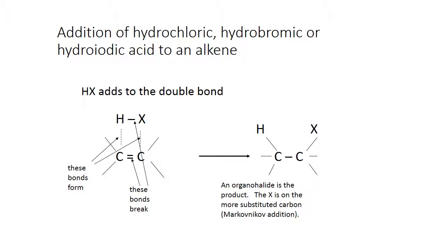and the bonds are electrons. When they add, the hydrogen ends up being attached to one carbon and the halogen to the other, and we call the product an organohalide. The halogen ends up on the more substituted carbon, and this is called Markovnikov addition. Now, we're going to go into this in much greater detail. One thing you need to know is that this is not the mechanism that I'm showing you. The mechanism is what I'm going to show you next. This is just showing you the net overall reaction.